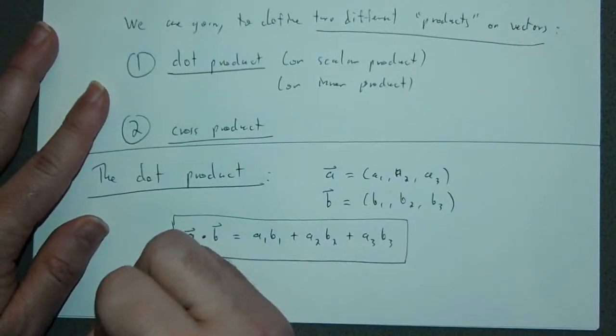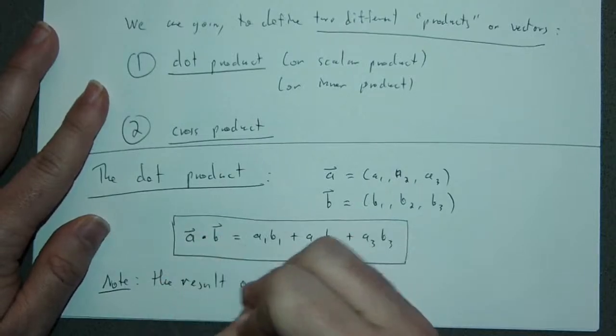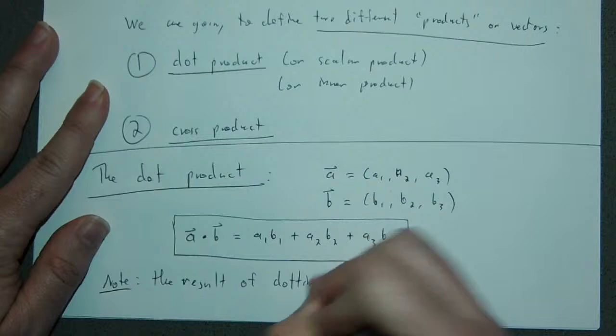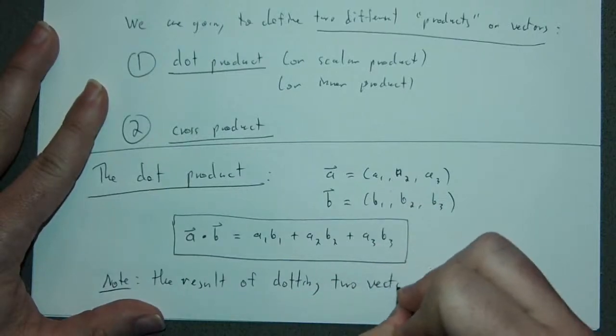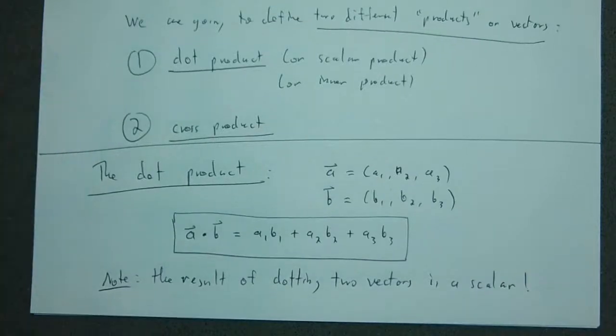Note, the result of dotting two vectors is a scalar. What is an issue that this causes? Well, there's no such thing as a triple dot product, meaning you can't have A dot B dot C. That's impossible. The reason you can't have that is A dotted with B, for instance, would be a scalar, and then you'd be dotting a vector with a scalar, which doesn't make any sense.